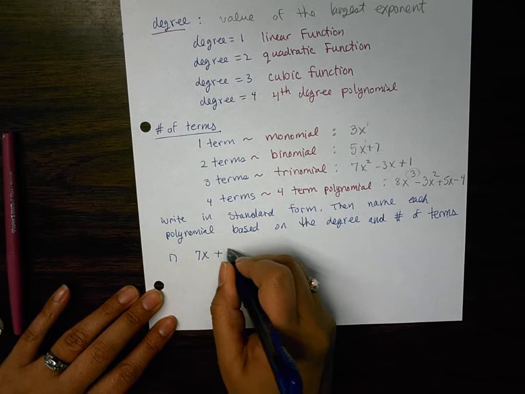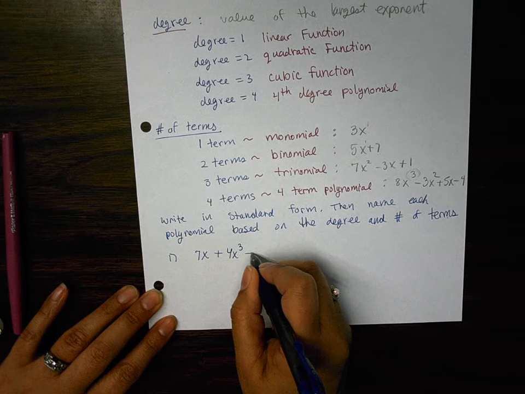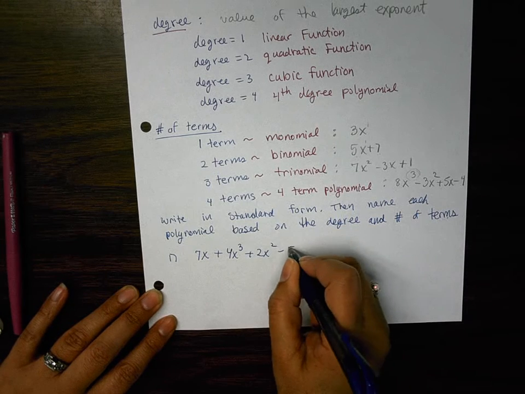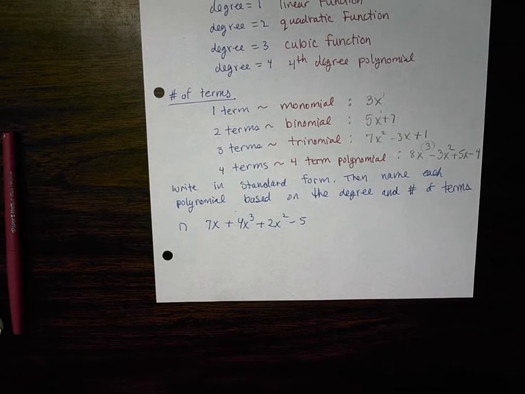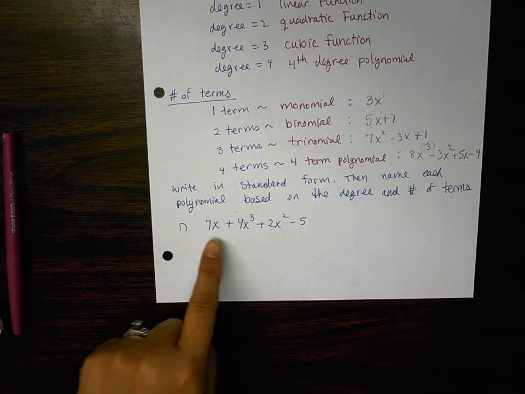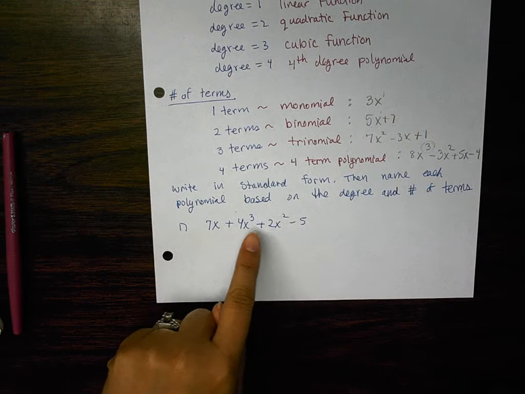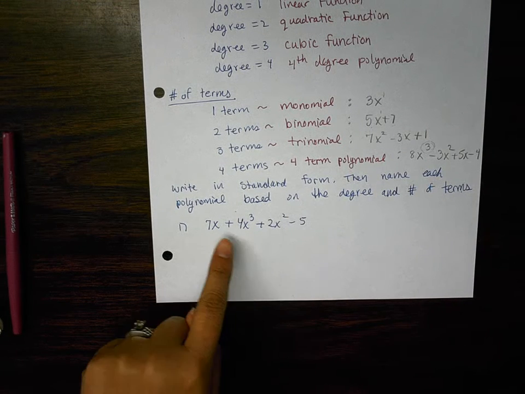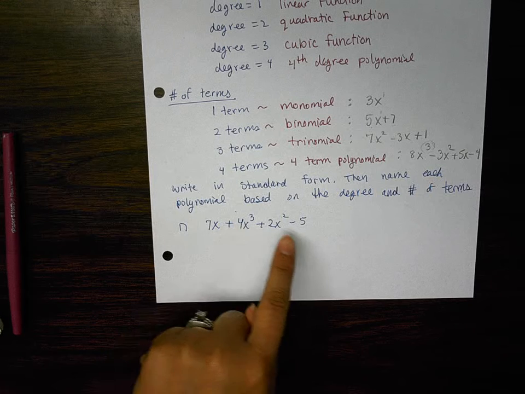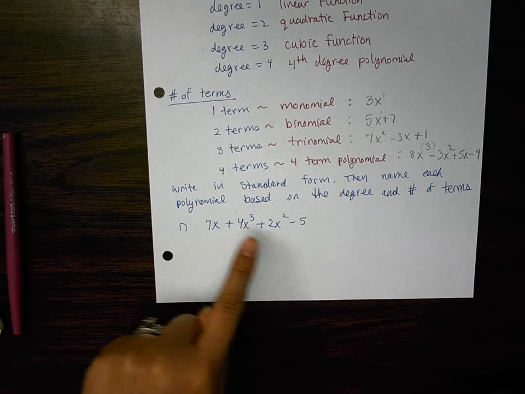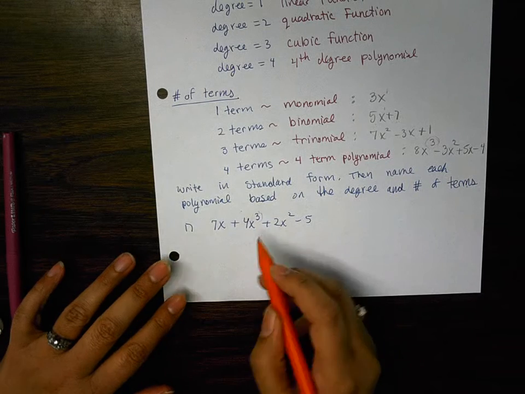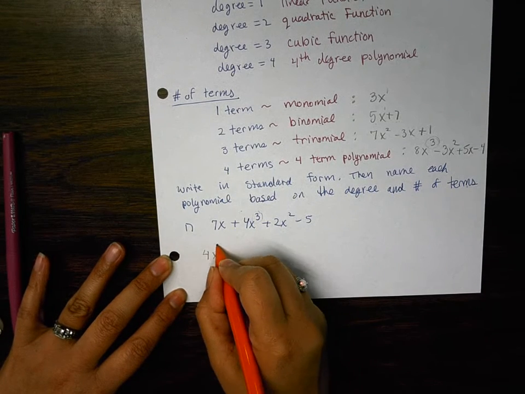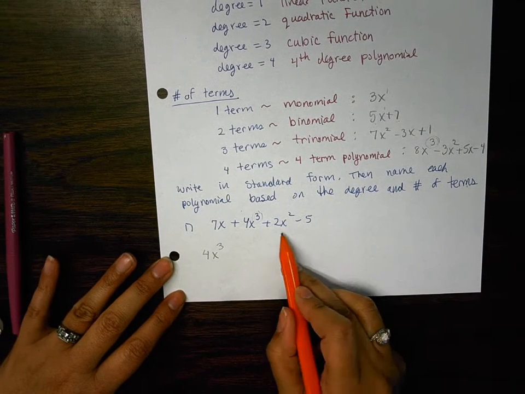7x plus 4x to the third plus 2x squared minus 5. If you gave me that, like you had a problem, you worked it out, you simplified, and you gave me this as your final answer, and in the problem, I said, write your answers in standard form, would I mark this wrong? Yes, this is not standard form. What's the largest exponent? 3, so what's coming first? 4x cubed.